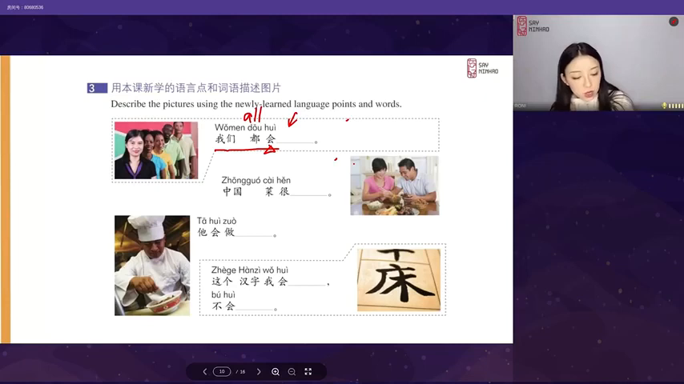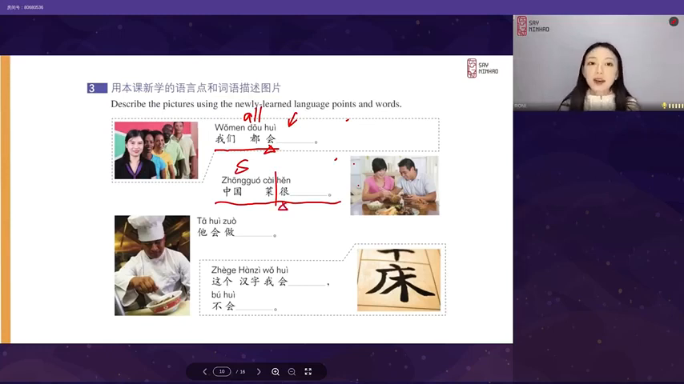Okay, next one. 中国菜很. 中国菜, the subject, and here is 很, which means very, an adverb of degree. And we can put a word after it, an adjective, right? Let's try to put an adjective. 中国菜. It is a dish, so we can use 好吃 to describe it. So 中国菜很好吃, 很好吃. And 很好吃 is acting as a predicate in this sentence.